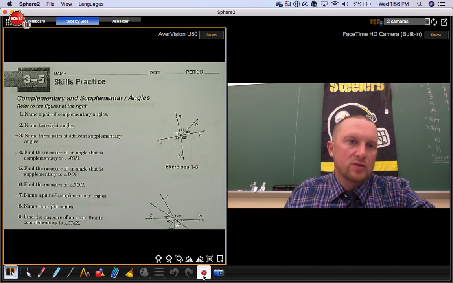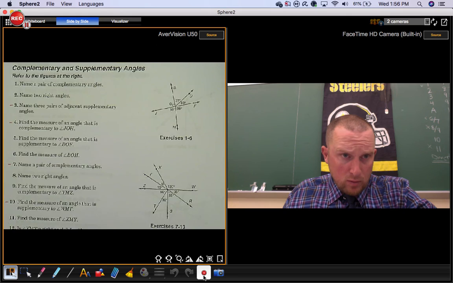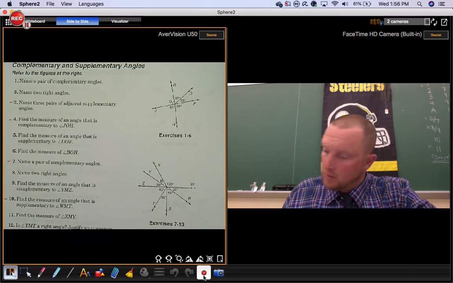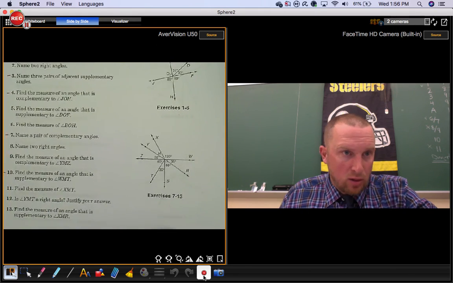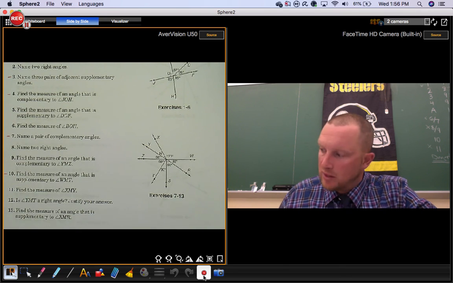The skills practice for section 3.5. Refer to the figures at the right. That's the directions. We're going to look at number 3. Name 3 pairs of adjacent supplementary angles.